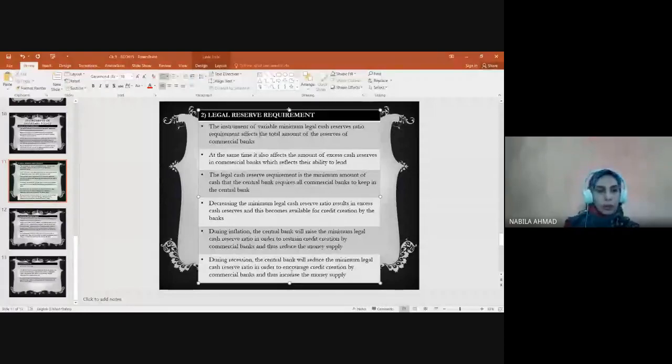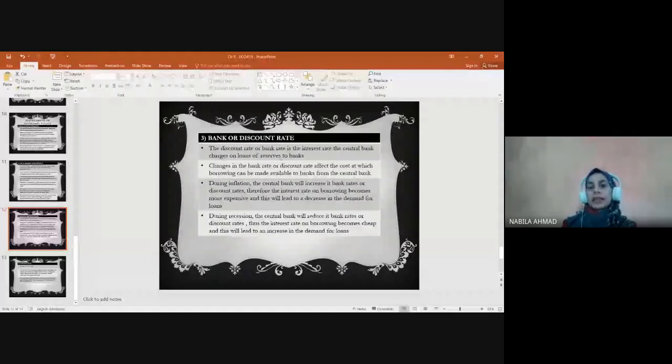Kemudian nombor 3 kita ada bank ataupun discount rate. The discount rate or bank rate is the interest rate that the central bank charges on loans of reserve to banks. Changes in the bank rate or discount rate affect the cost at which borrowing can be made available to banks from the central bank. So during inflation, the central bank will increase its bank rate or discount rate. So interest on borrowing becomes more expensive and leads to a decrease in the demand for loans.